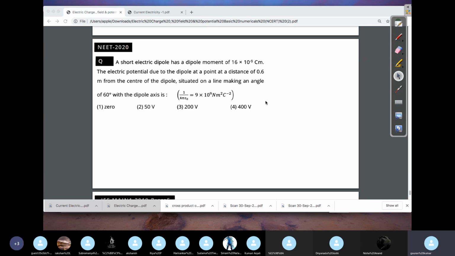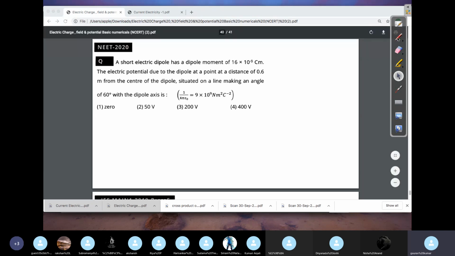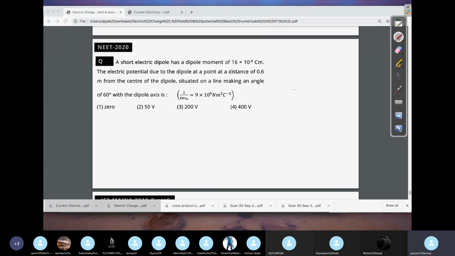Now, why have I taken this question here? The reason is very simple: most of you will miss out the first formula that is derived in the NCERT textbook. Whenever you have potential here, minus Q and here plus Q, this is the origin. If I ask you the potential at a distance R from here at an angle theta, we have derived the formula for this, potential at P. What is the formula for V? It is given as 1 by 4 pi epsilon naught, that is K, P cos theta upon R square.